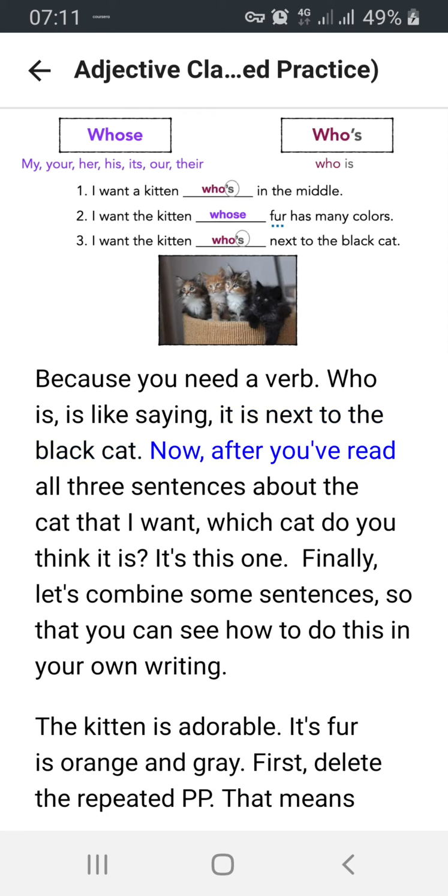Now, after you've read all 3 sentences about the cat that I want, which cat do you think it is? It's this one.